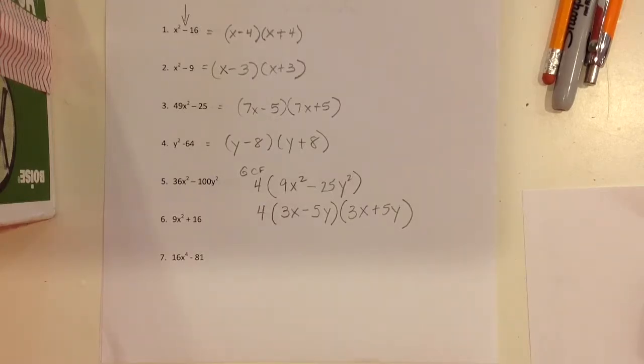Okay, so not only did we have to do the GCF in that one, but we also had to do our difference of two squares. Now let's go ahead with numbers 6 and 7.